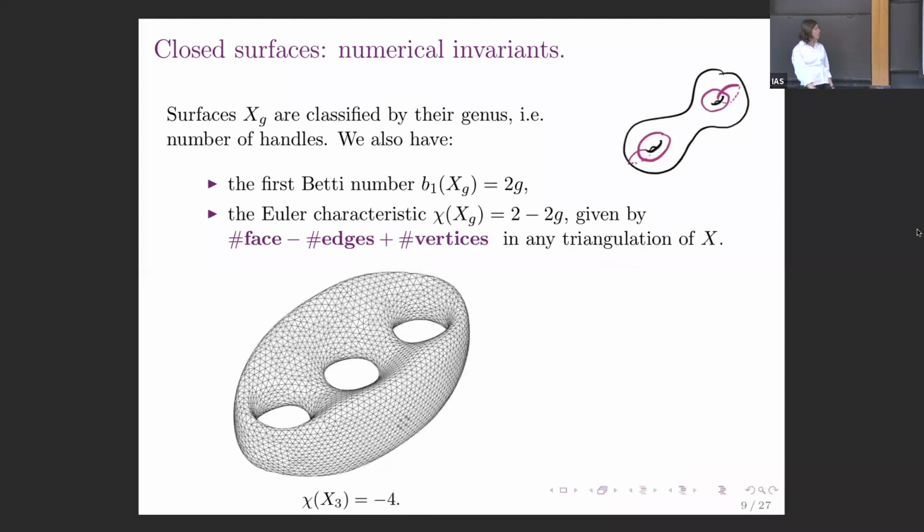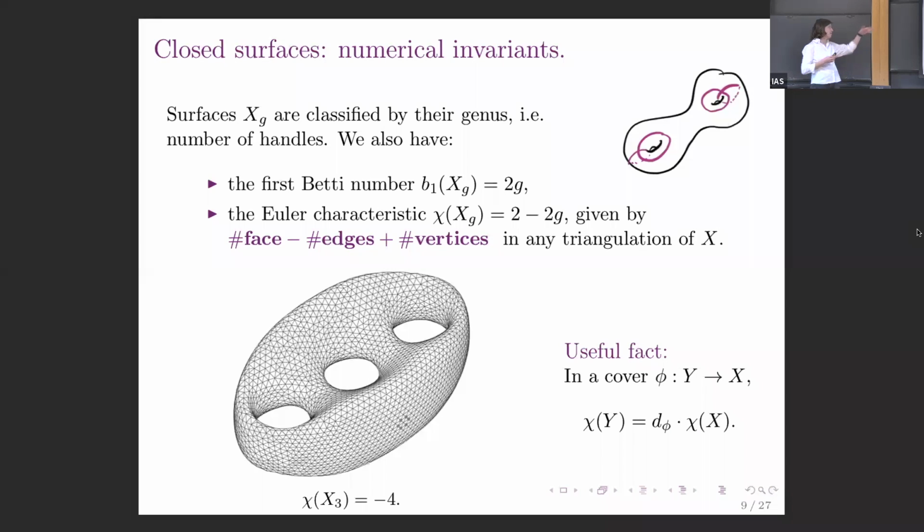Okay. Here's another example, the triangulation of the surface of genus 3. The useful fact, which a triangulation like this should convince you of, is that if I have a cover, the Euler characteristic of the covering space is the degree times the Euler characteristic of the base space. You can see this because if I make the triangulation small enough, every little triangle is going to go to d little triangles in the top, and so this formula, faces minus edges plus vertices, will multiply.